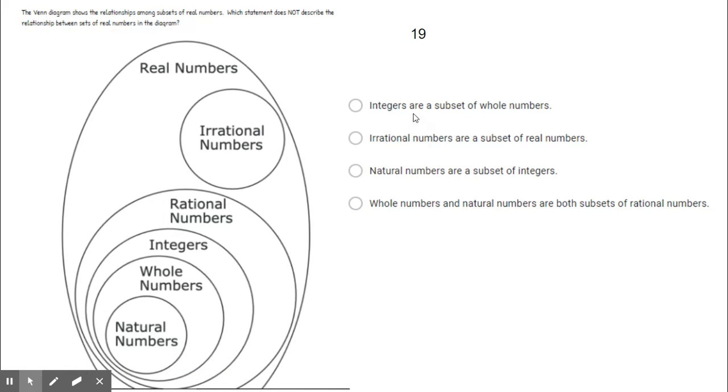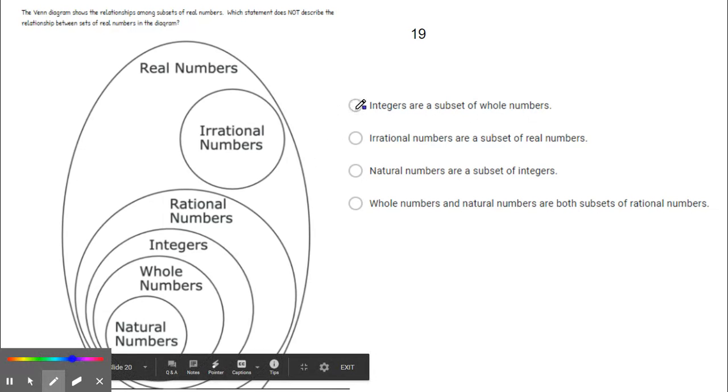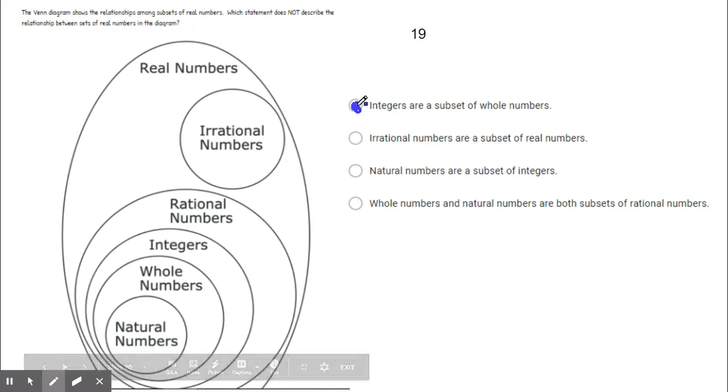So then the last one we have is integers are a subset of whole numbers. Integers are not a subset of whole numbers, so this is the one that is false. This is the one that's not true. It does not describe the relationship between them.